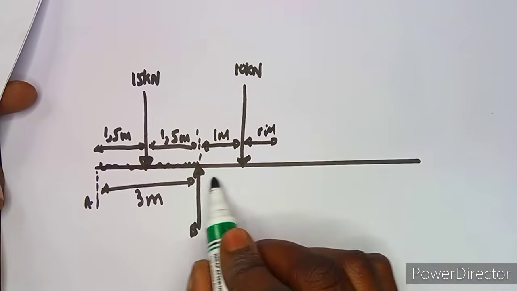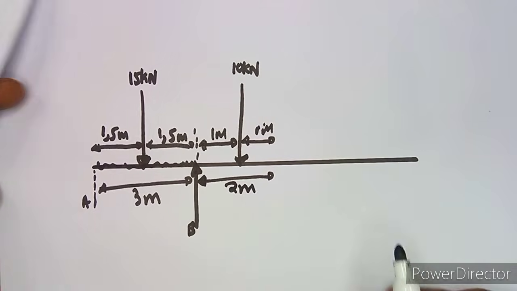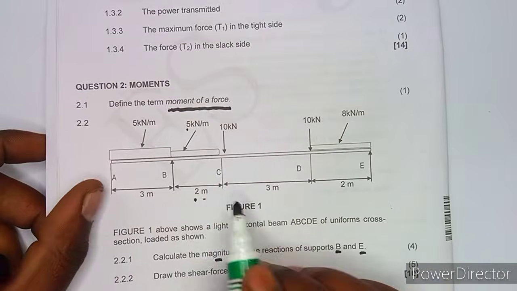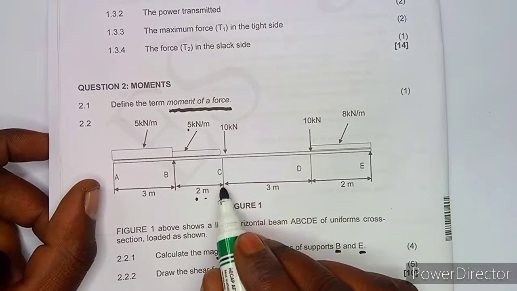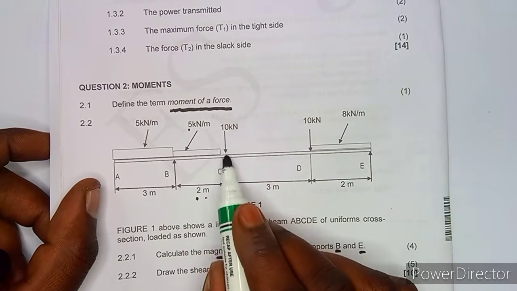Then this distance between is going to remain as 2 meters. All right, so let's just write 2 meters there, which is at C. But exactly at C, we can see that there is a force which is going downwards of what? 10 kilonewtons, which is at C.